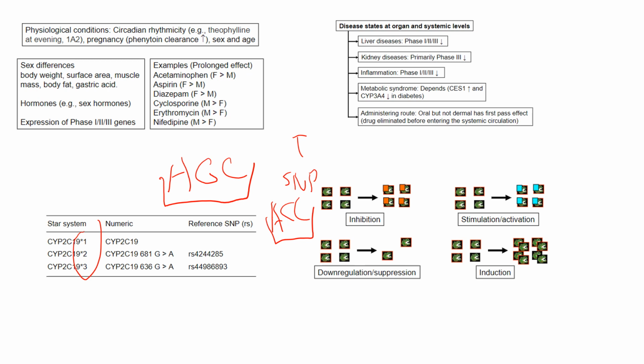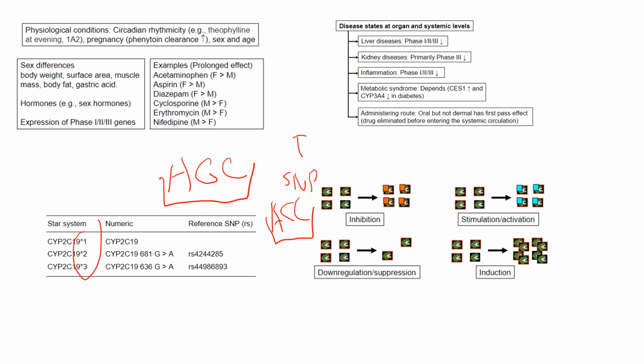So just know if it's star anything other than 1, it's usually a mutation. And it's usually due to a single nucleotide polymorphism. Although, again, not always. There's always exceptions, but that's more of an MMP thing. Don't worry too much about that. Another thing is genes can be upregulated or downregulated.